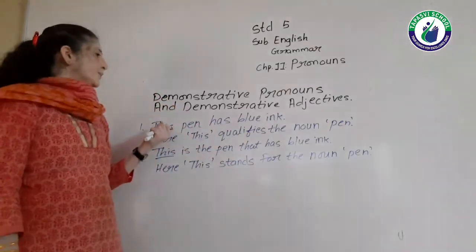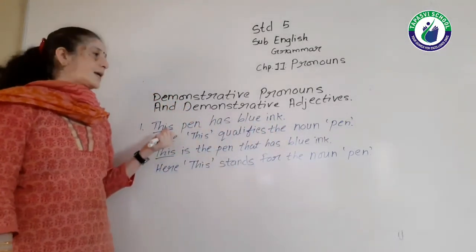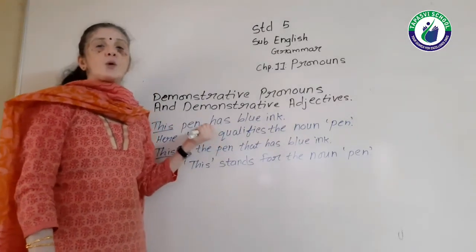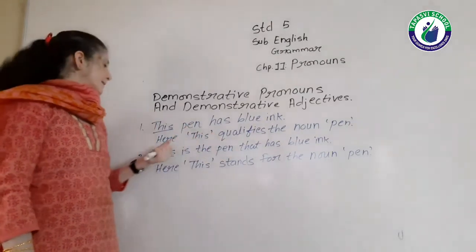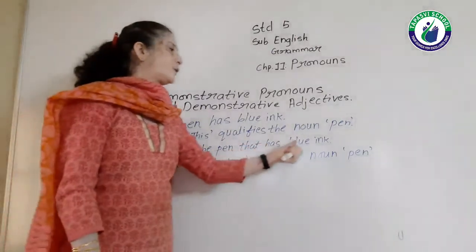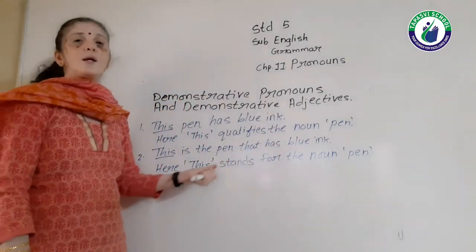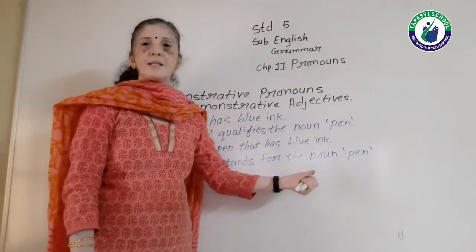See here, this pen has blue ink. Here this is used to qualify the pen, right? So here this is used as an adjective. Second one, this is the pen that has blue ink. Here this is used for the pen, right? It stands for the pen, that is a noun.